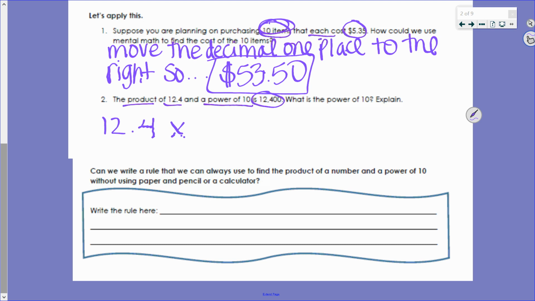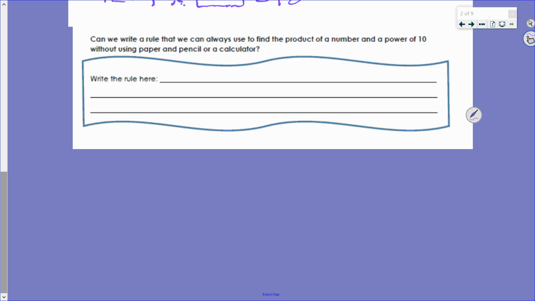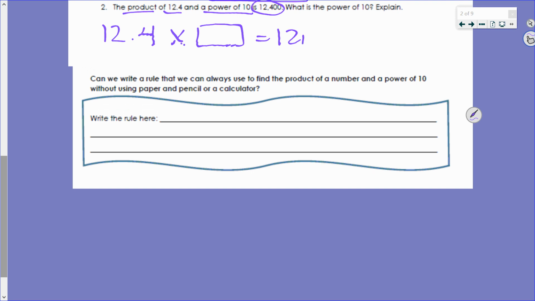The product of 12.4 and some power of 10 is 12,400. Okay? 12,400. How can we figure out what that power of 10 is? Somebody help me figure it out. I don't see it. You can either count the zeros or it's... What zeros? Mark?